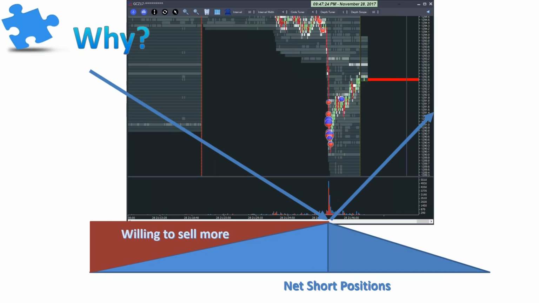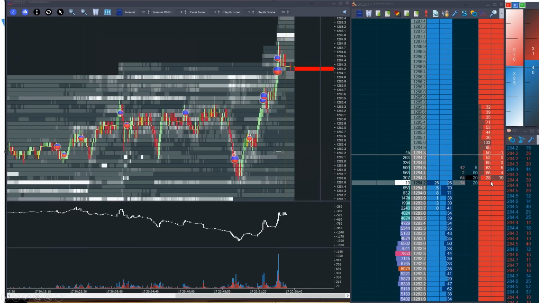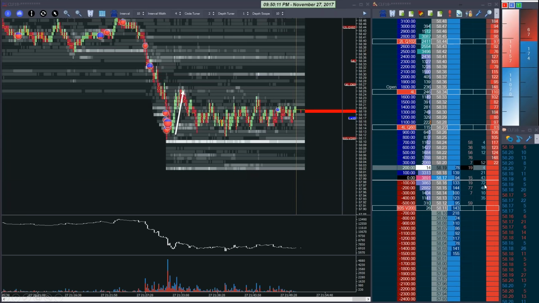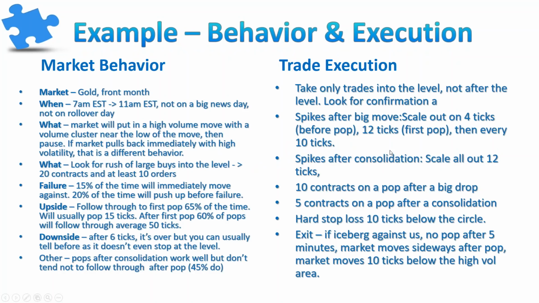Okay. On the behavior and execution slide, can you explain the "takes trades only into a level and not after the level" quote? Okay. Right. Where is it? Right, so this one. Take trades in a level, not after the level.